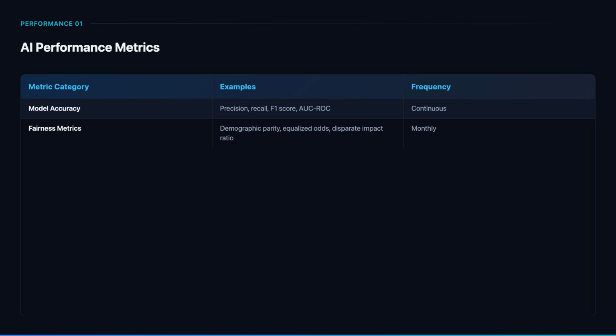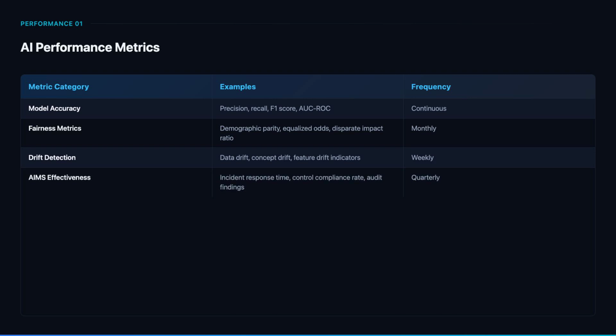Fairness metrics such as demographic parity, equalized odds, and disparate impact ratio should be evaluated at least monthly. These help you detect whether your AI systems are producing equitable outcomes across different groups. Drift detection monitors whether the data and relationships your model was trained on are changing over time. Track data drift, concept drift, and feature drift indicators weekly to catch degradation early.